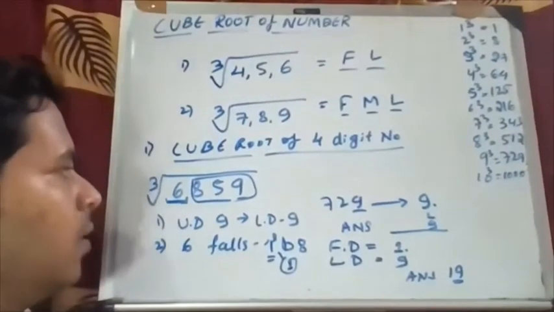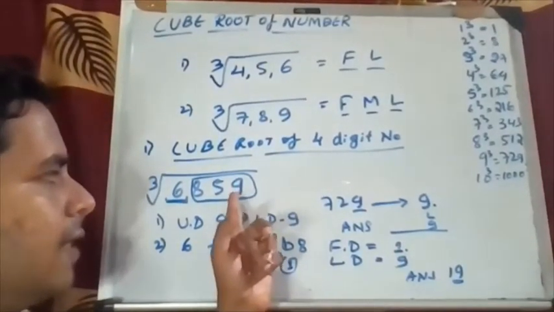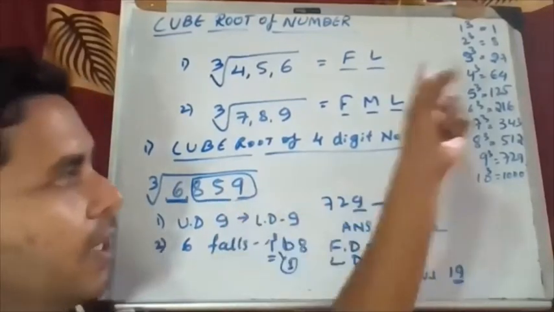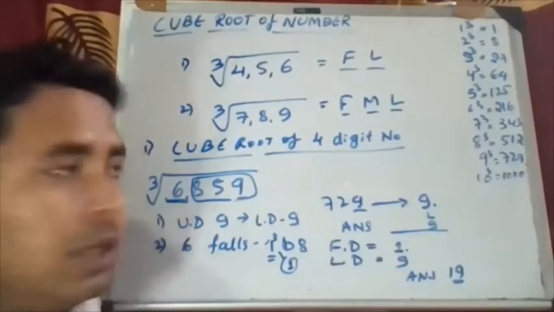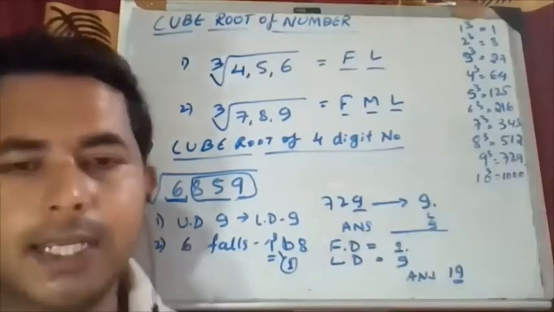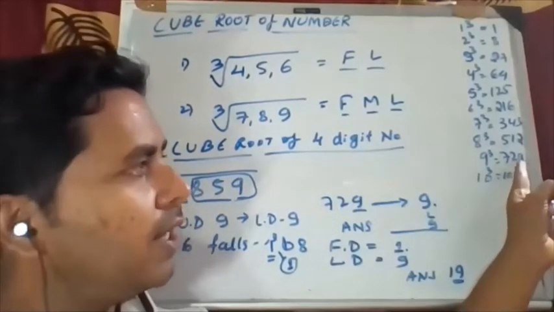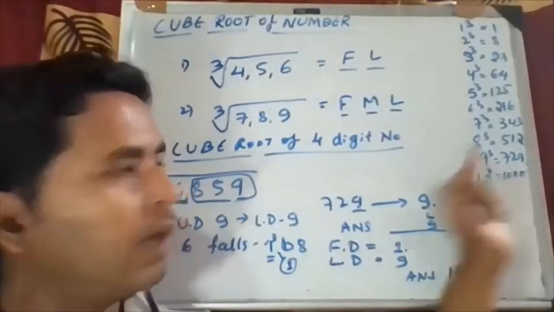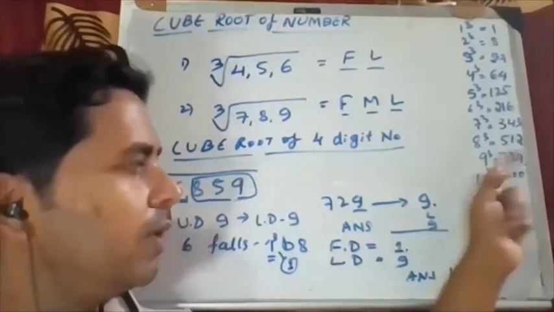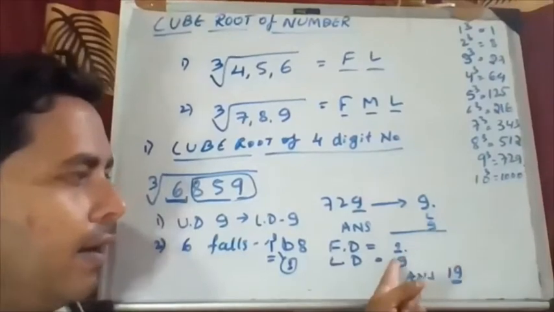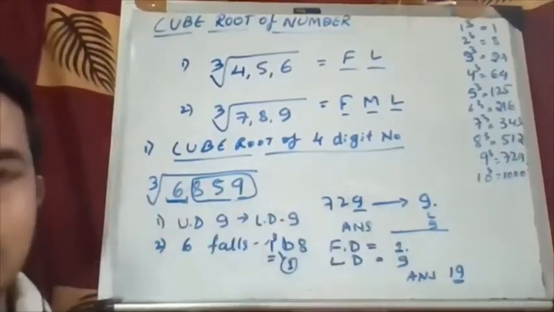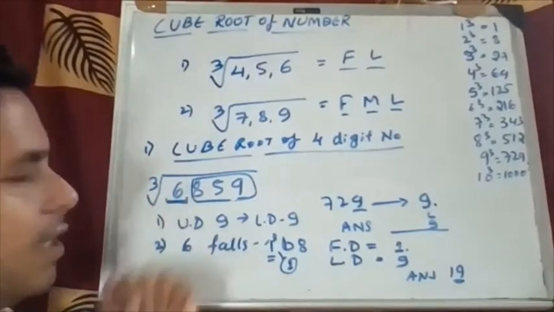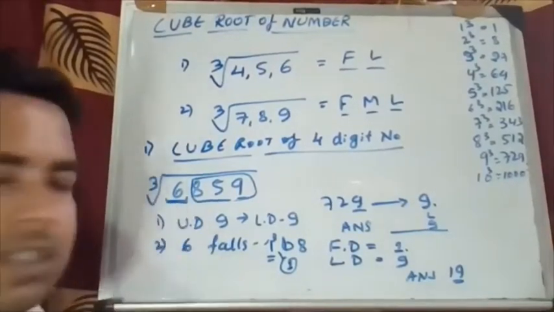I'll repeat again. First, what you have to do, consider the unit digit. The unit digit will be a 9. So check cube value. In cube value, which cube has a 9 as a unit digit? So 729 has a 9 as a unit digit. So corresponding cube root value will be a 9. So your unit digit will be a 9. Now I have to find the first digit. Okay, how to find a first digit? Just consider a first digit in the given question. So here first digit is a 6.